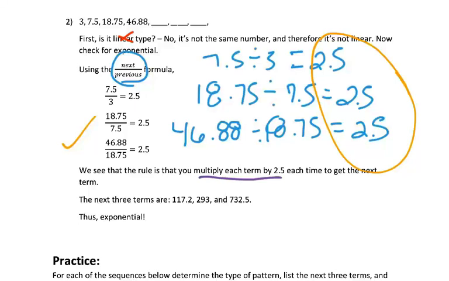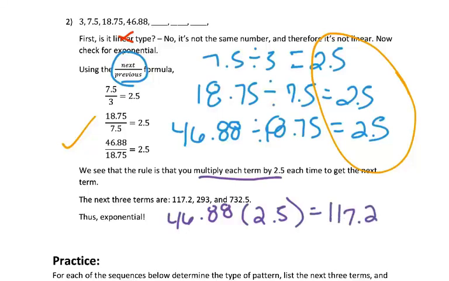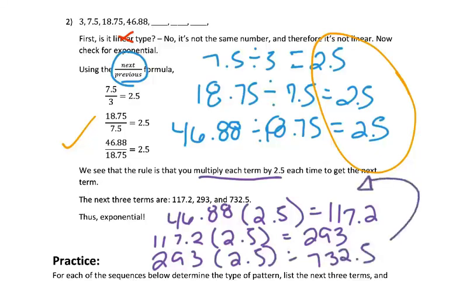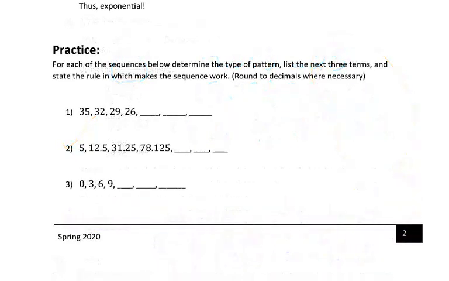So if we do multiply, we would take 46.88 and multiply it by 2.5, and then we would get 117.2, and then we would take that number, 117.2, and times it by 2.5, and we would get 293, and then we would take 293, and we would multiply that by 2.5, and that would give us 732.5, and that's how we got the next 3 numbers in our sequence. So therefore, it's exponential. So now let's run through some practice problems real quick.